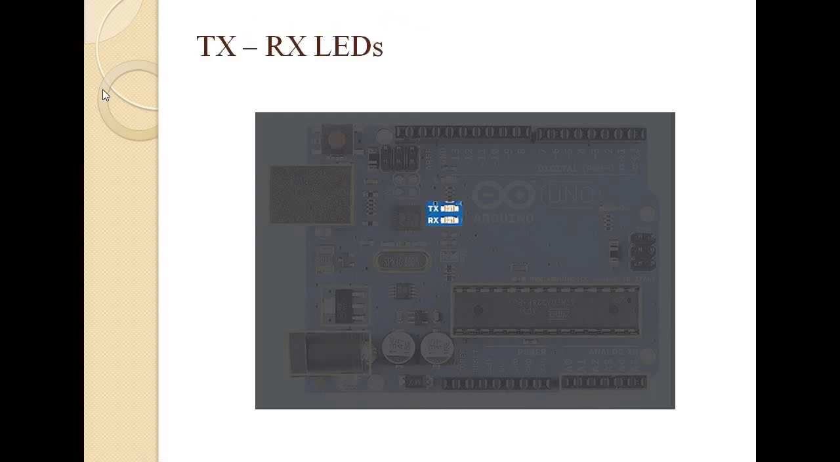The next important components are the transmitter and receiver LEDs. Now TX stands for transmit, RX stands for receive. These are indicator LEDs which blink whenever the Uno board is transmitting or receiving data.